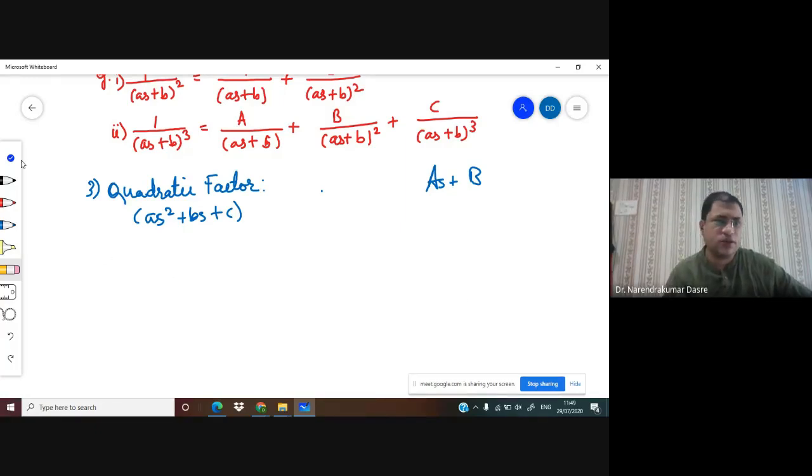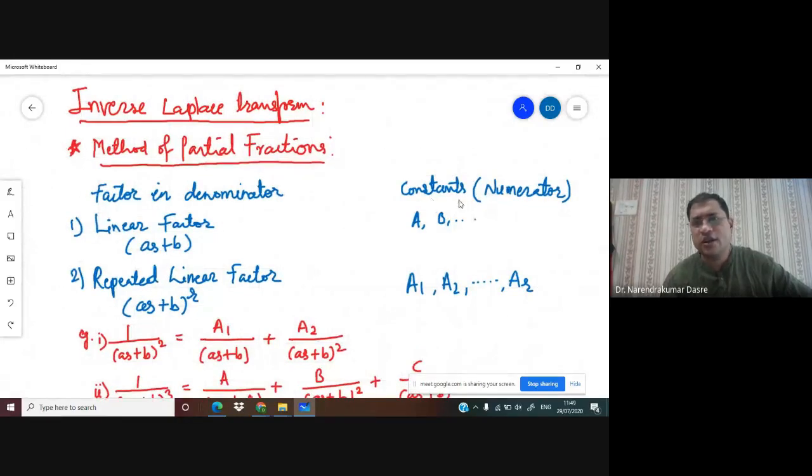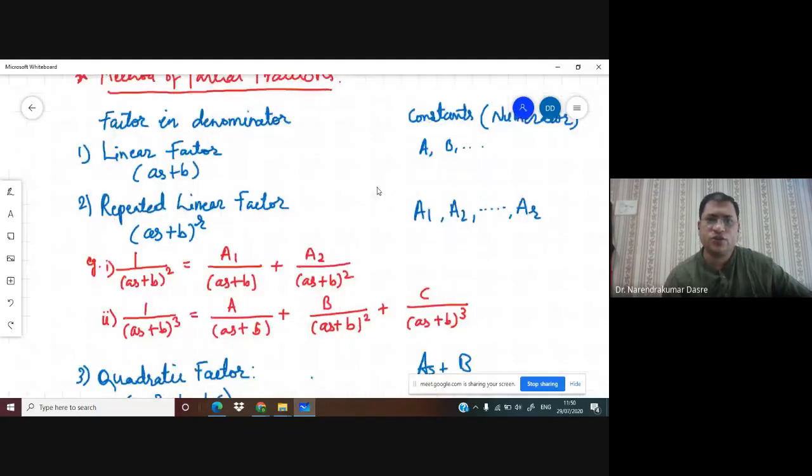Okay, so that's what I have written in the beginning only. See, this is a constant or the numerator. So this term you will have in the denominator, and this term you have to choose as a numerator. Later on we have to find out what exact value of this constant or the numerator is. So for this denominator, I'll have this numerator.